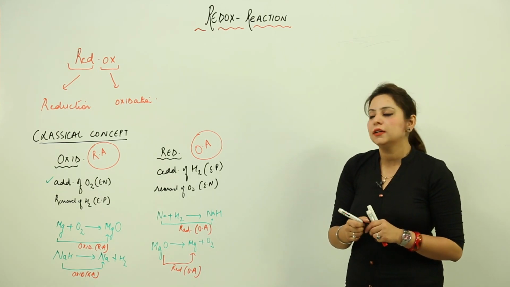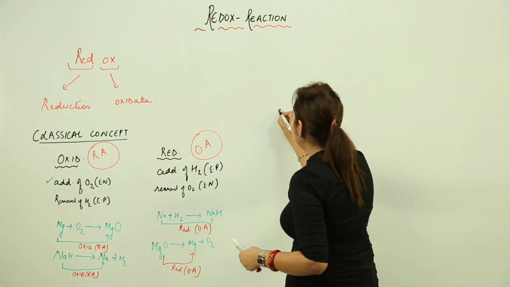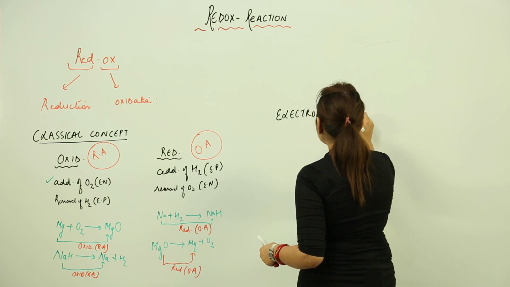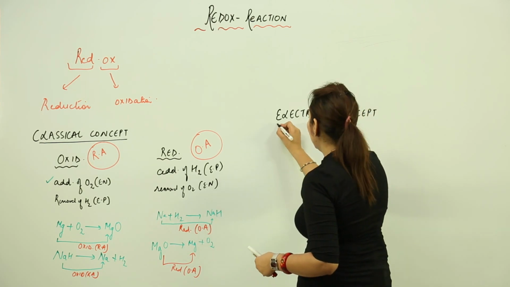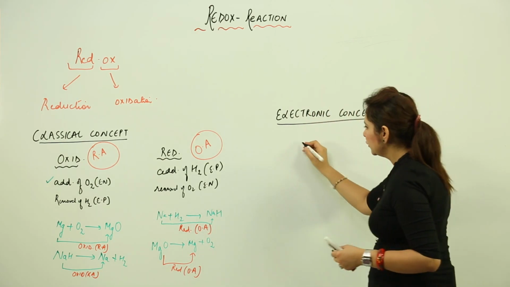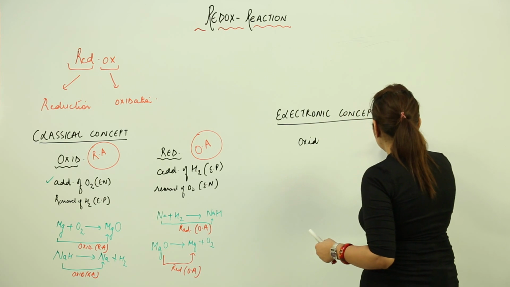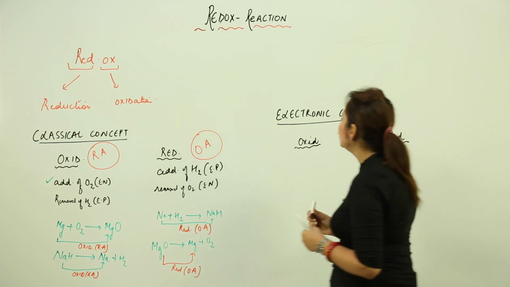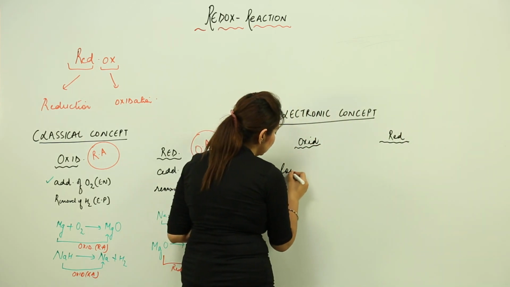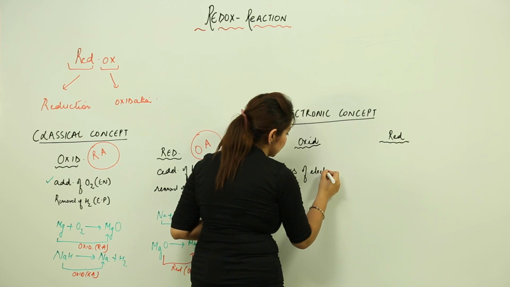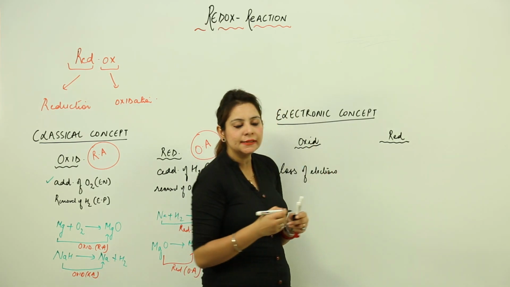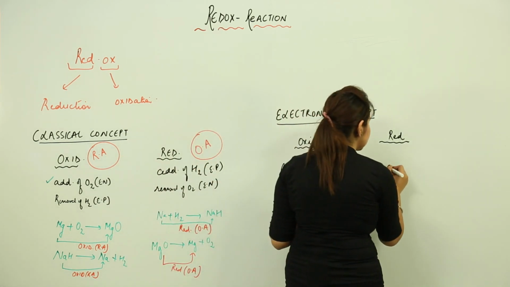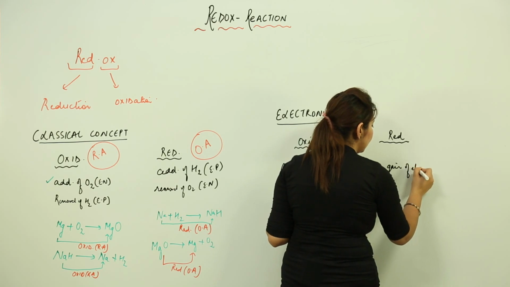Now let's talk about the other concept, that is the electronic concept. We can also explain oxidation and reduction on the basis of the electronic concept. So again, let us divide the board into vertical columns with oxidation and reduction separated. Oxidation is actually loss of electrons. If we talk on the basis of the electronic concept, then the loss of electrons is called oxidation, and reduction is gain of electrons, right.